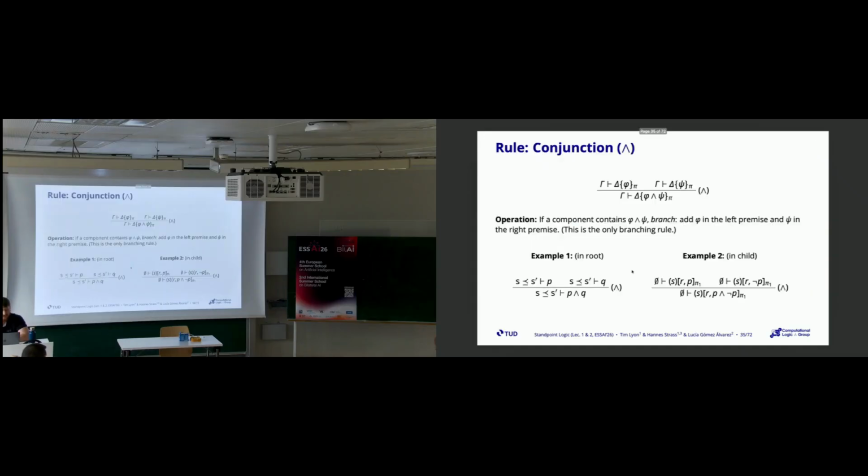Okay, let's now discuss the next rule in the system. The third rule in the nested sequent calculus is the conjunction rule. And the way this rule works, it's the only binary rule in the system, meaning it has two premises.